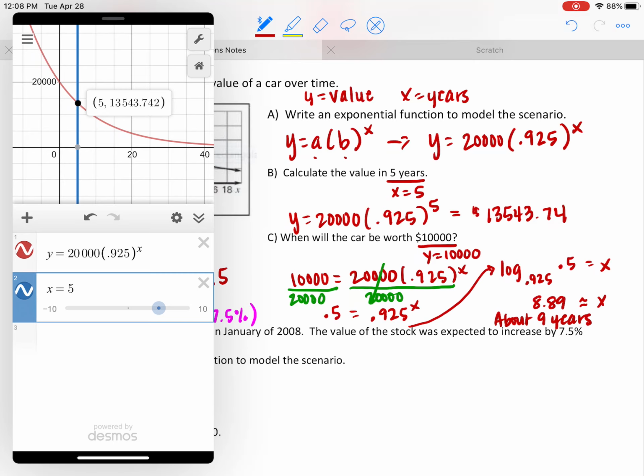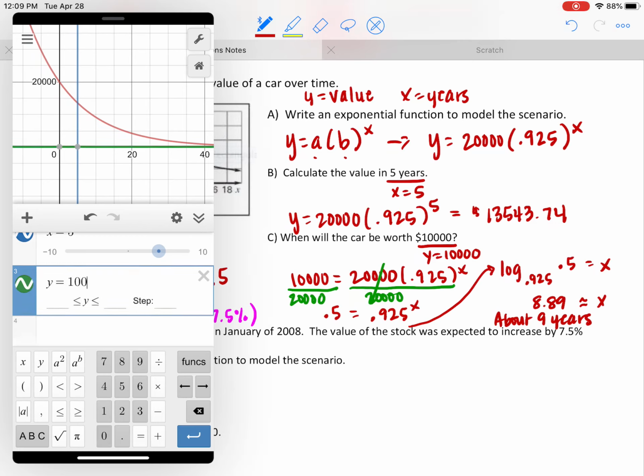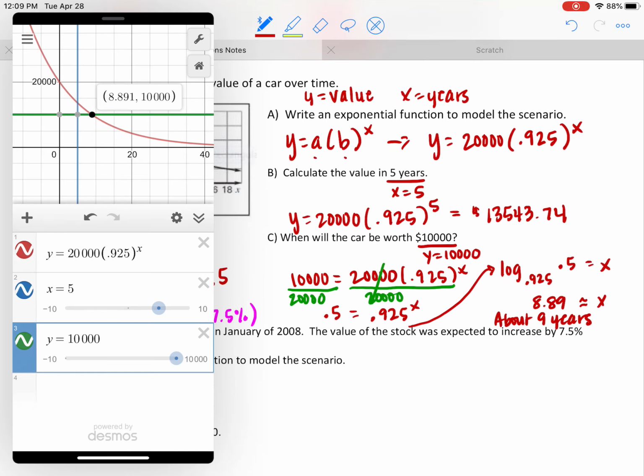Now, just like with regression, we can use the model that's already graphed in here to try to figure out what's happening. So in part B, we wanted to know the y value when x is 5. Well, if I put x equals 5 in here and look at that intersection, it tells me that same value that I calculated by hand. Not that that was hard, right?